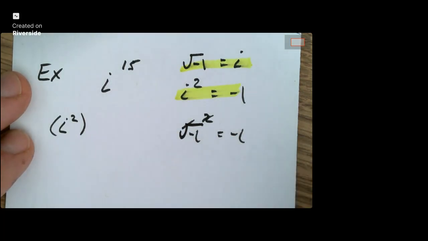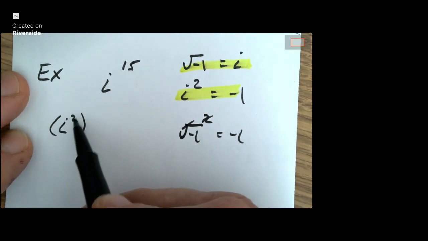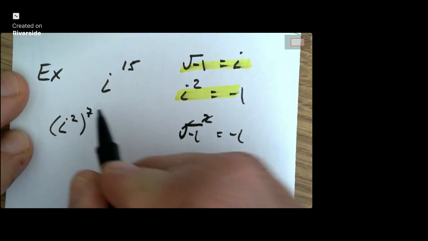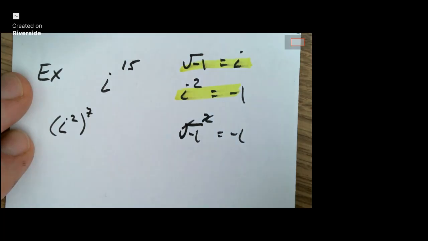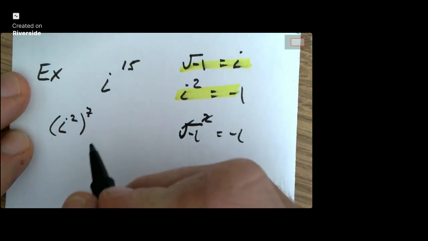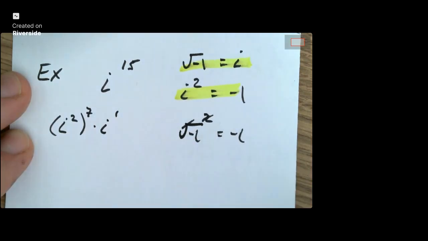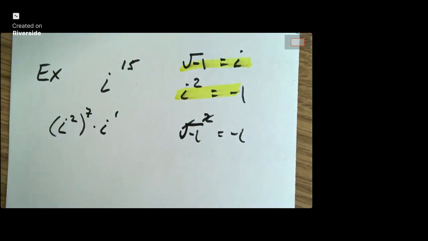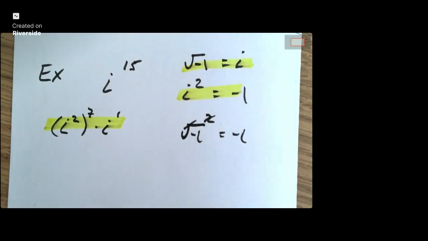Well, 15 is an odd number, so it's not divisible by 2, right? But if we drop this down one to say 14, we could take i squared and raise it to the power of 7, right? When we have a power to a power property, we multiply the exponents, so that's going to give us i to the 14th power, but we need 15. So let's just go ahead and multiply another i to the first in there, and there we go. This entire expression right here is the same thing as i to the 15th.